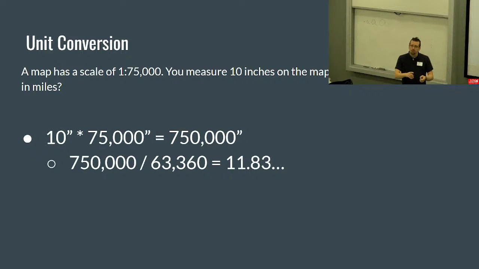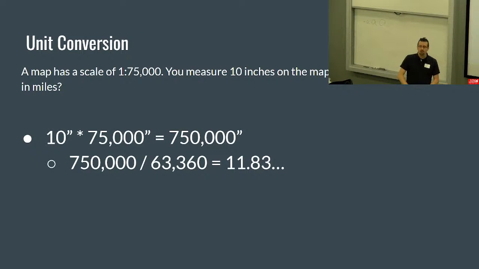But then we complicate it, as science often does, and we say, hey, how many miles is this? Well, you're going to have to convert to figure out how many inches are in a mile, and then divide by that. And it will give you your answer. So you will see that 10 inches on the map, on a scale of 1 to 75,000, is 11.83 miles.